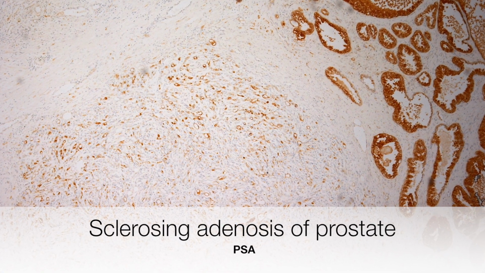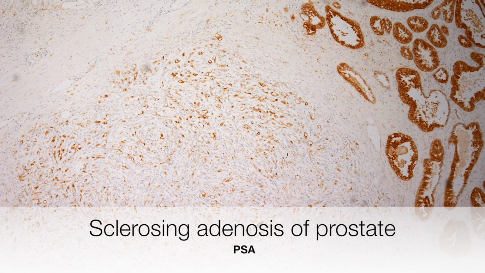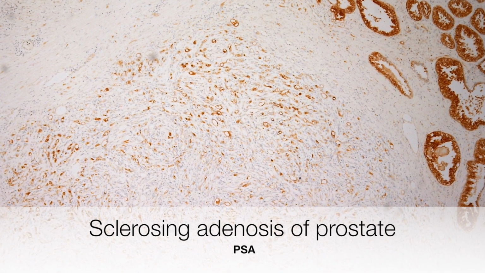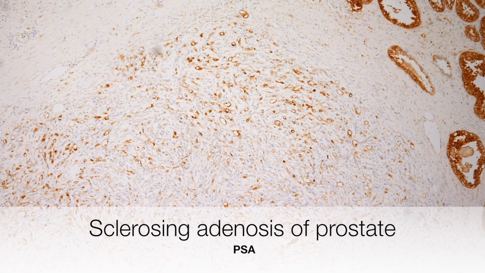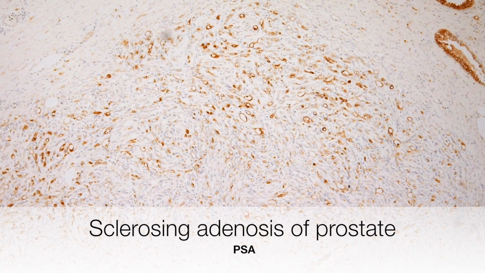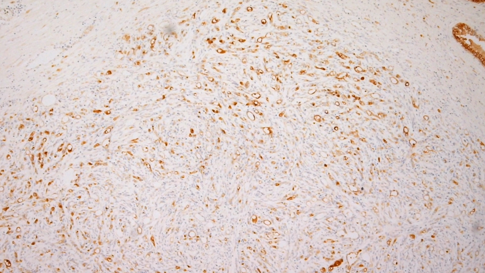This is the PSA stain. Normal prostate at the right of the lesion is clearly showing strong positivity, but the lesion itself is also showing obvious PSA positivity, confirming prostatic origin of the epithelial cells.